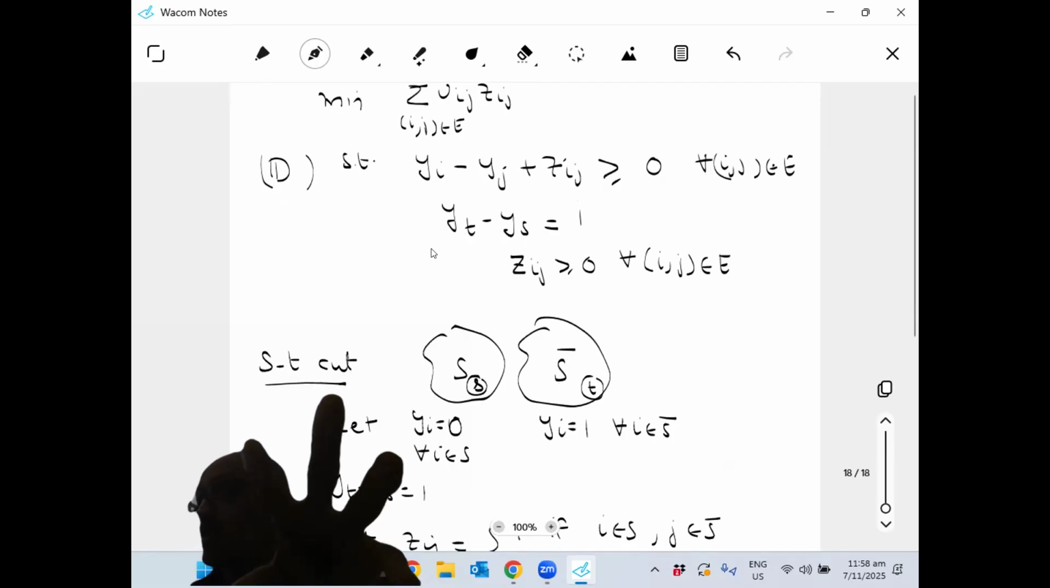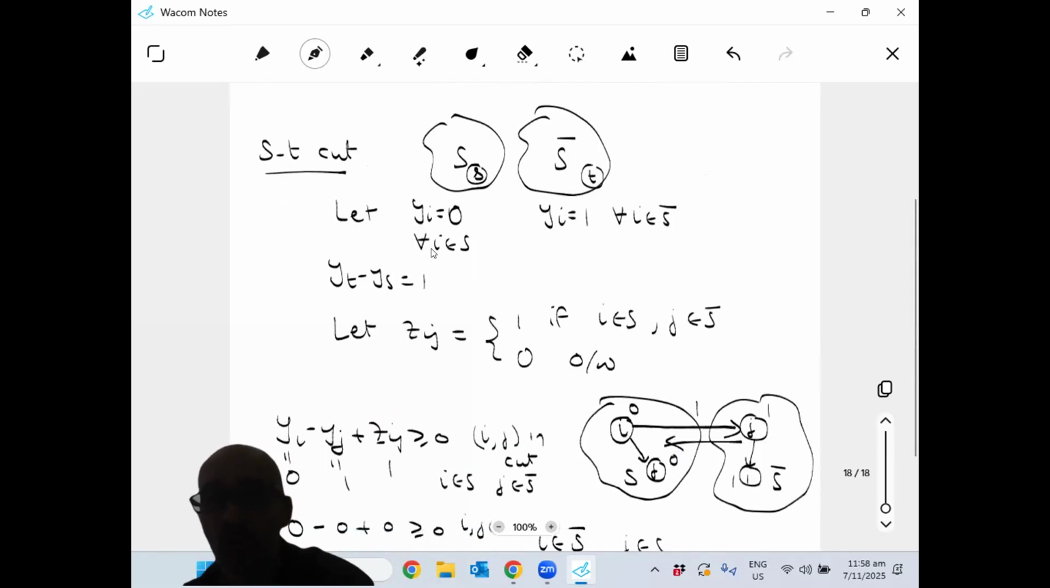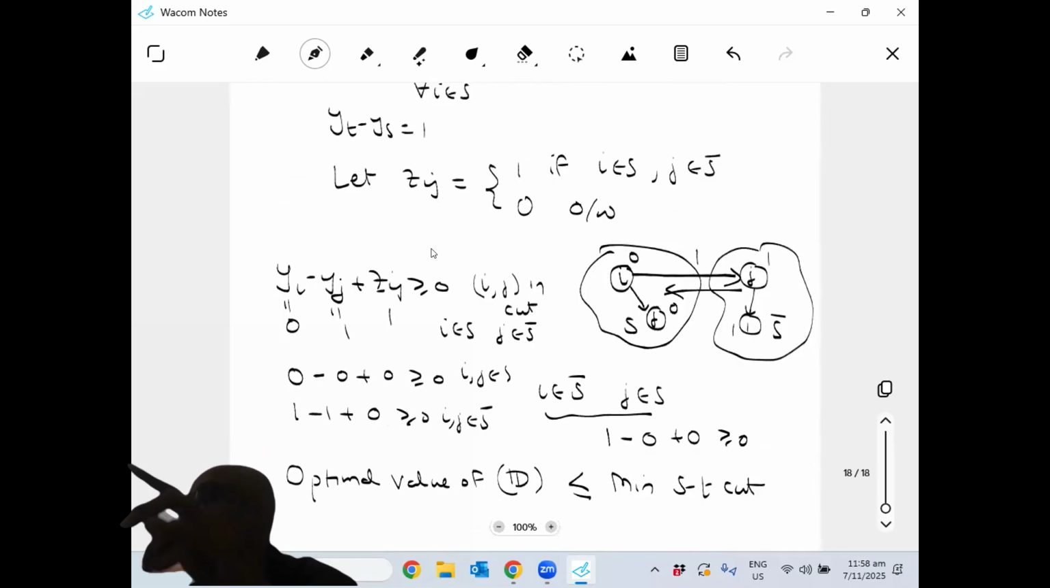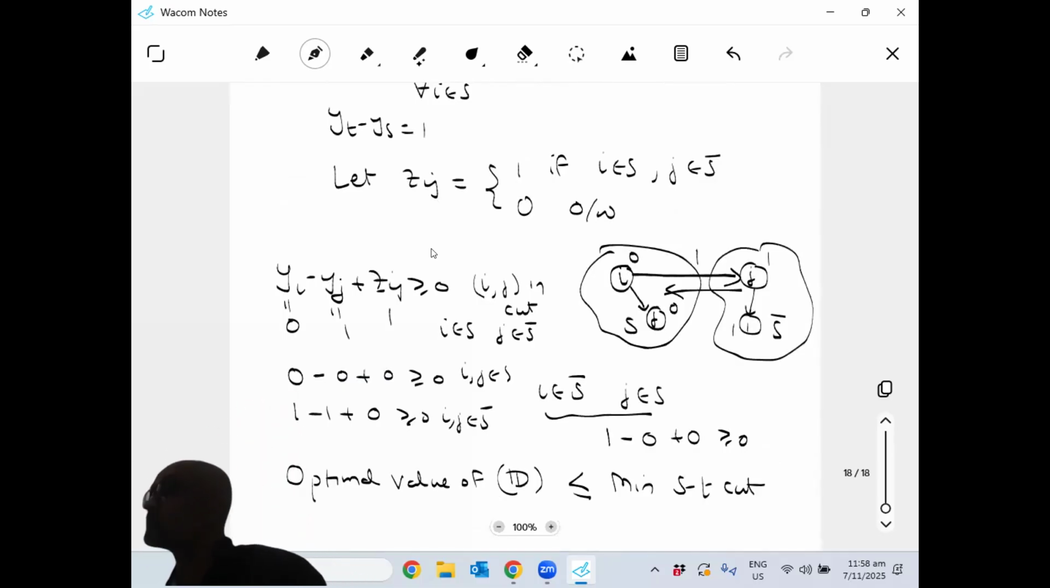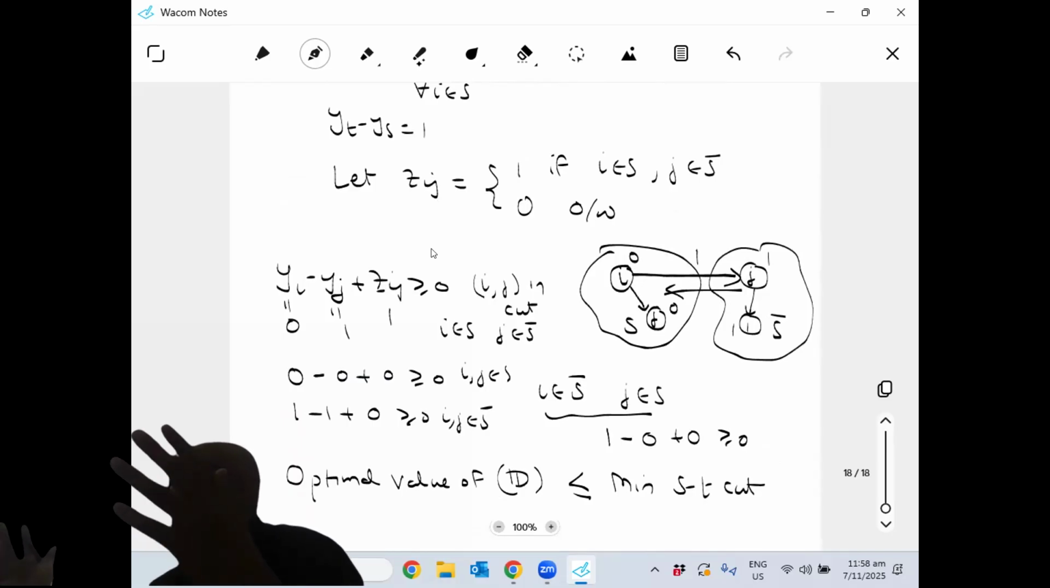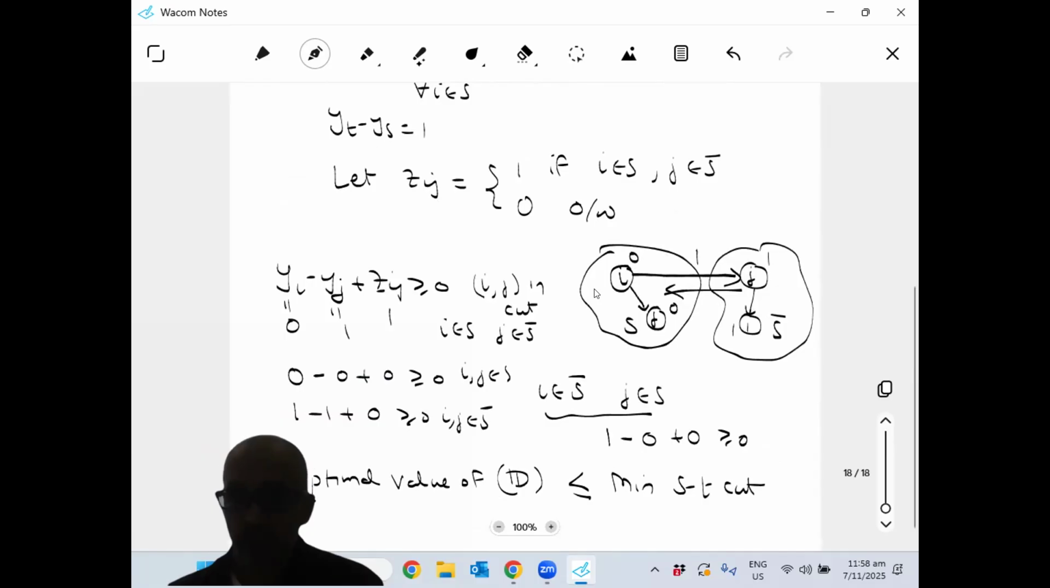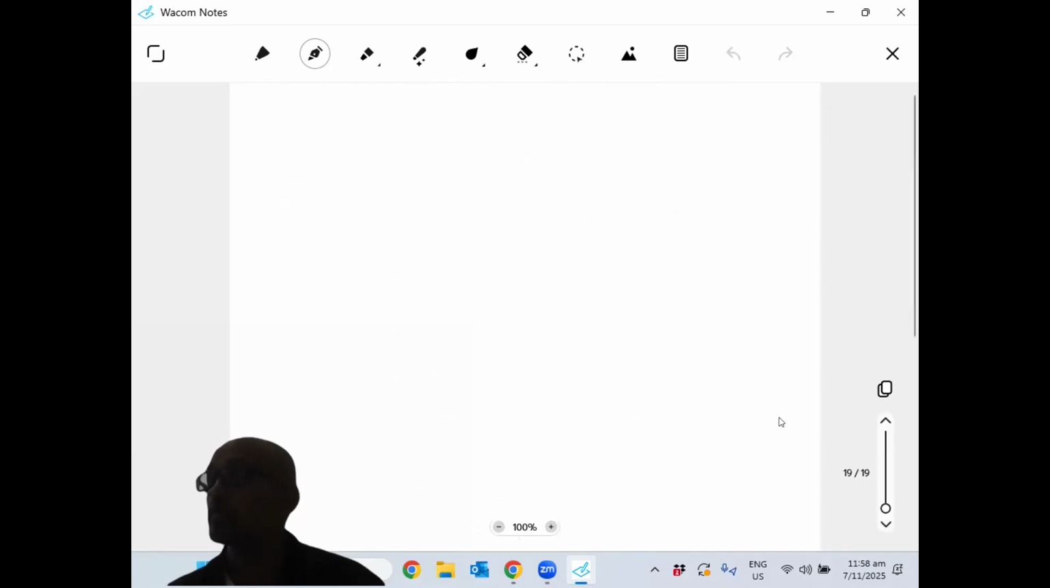Was this clear, this part of the argument, what we did so far? Why the optimal value of the dual is below the minimum ST cut? Yes? Okay. Yes or no? If I'm going too fast, please tell me. I can slow down.